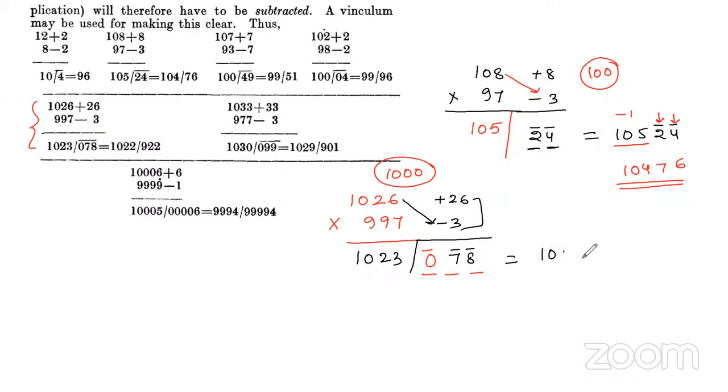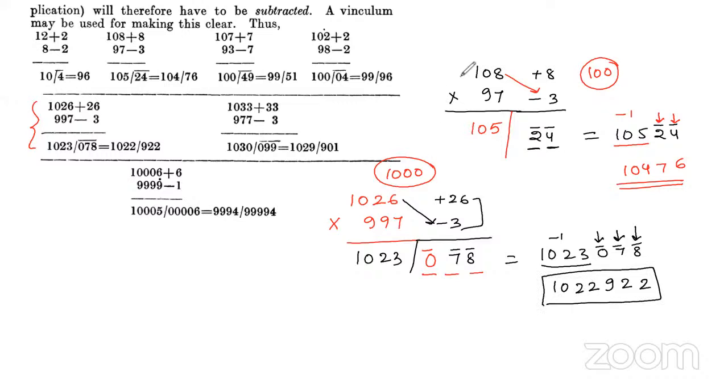Now 1 0 2 3 0 bar 7 bar 8 bar. Whatever bar digit will be there, you apply Nikhilam Navatashcaramam Dashatah. From 10 it will be 2, from 9 it will be 2, from 9 it will be 9, and subtract 1 from the remaining number. So 1 0 2 2 will be our final answer. I hope you understand. So solve this problem and this problem.